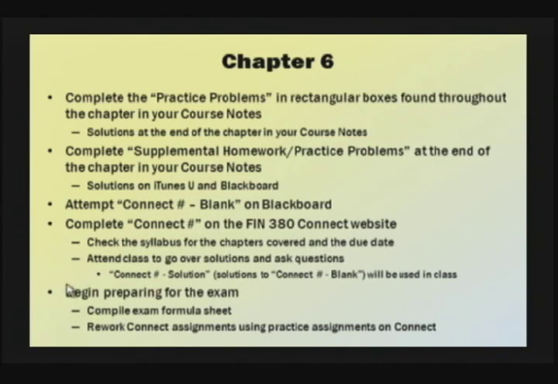As always, begin preparing for the exam early. Prepare your formula sheet as you go along. Don't wait until the end, but do it as you complete each chapter. And remember, we repost those Connect assignments for additional practice, so you may do them as many times as you like, because the numbers tend to change each time you work it. So there's unlimited practice by reworking those Connect assignments.